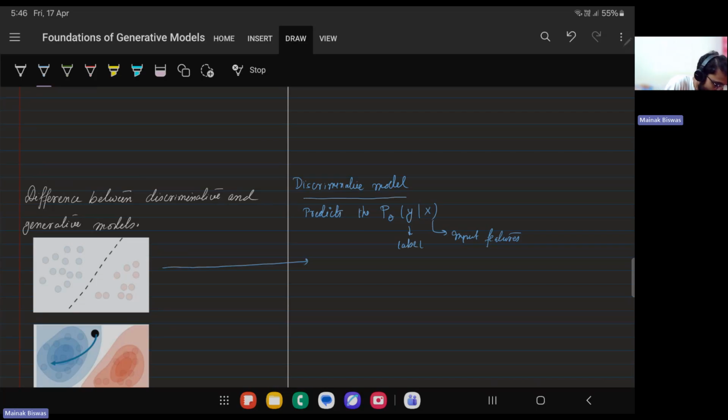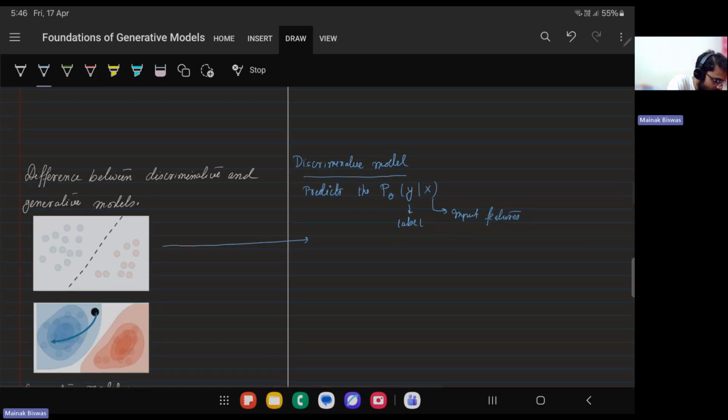So for example, say you have this red and blue dot. If I give you a dot over here, it will say this is more likely to be in the red cluster or red class.